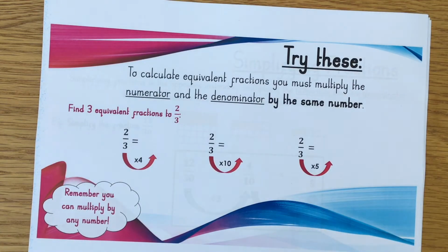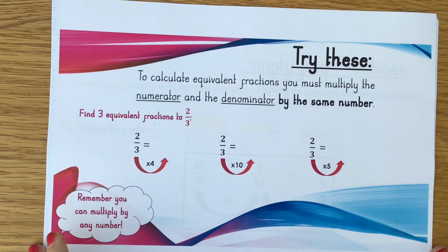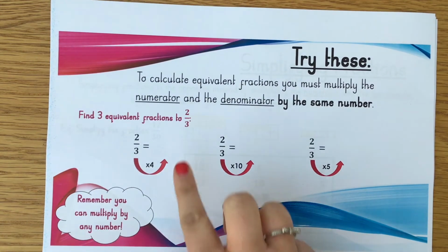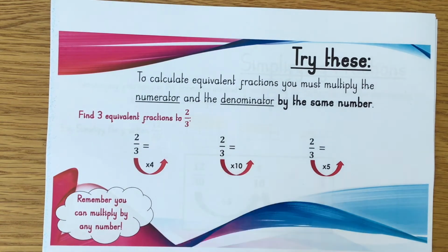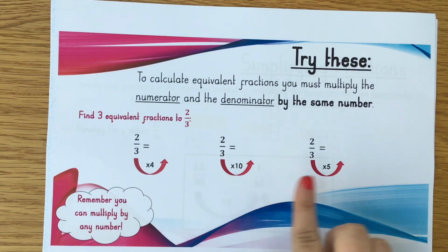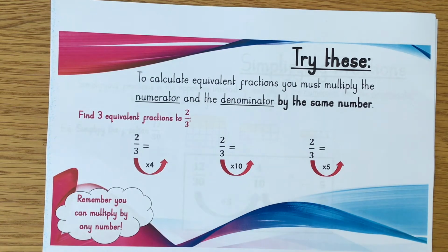Here then, I want you to have a try at these 3 examples. This time you're going to try and find 3 fractions equivalent to 2/3. Now I have given you the multipliers here so that we can all arrive at the same answers. You may want to pause the video now and have a go. Okay, let's see what you got then for that.